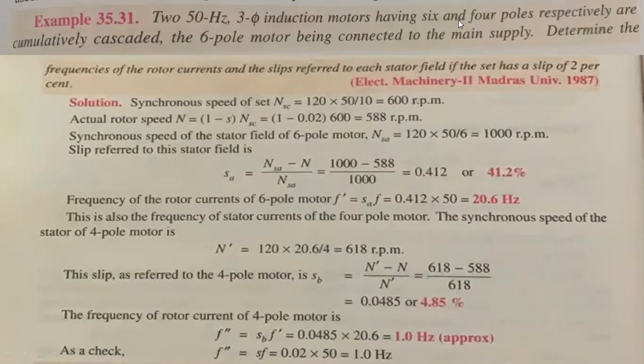There are 6 poles and 4 poles, so the set totally has 10 poles: 6 poles for motor A and 4 poles for motor B. So the synchronous speed Ns is equal to 120 f by (PA plus PB), which is 600 RPM. We will see the rest of this problem in the next class.